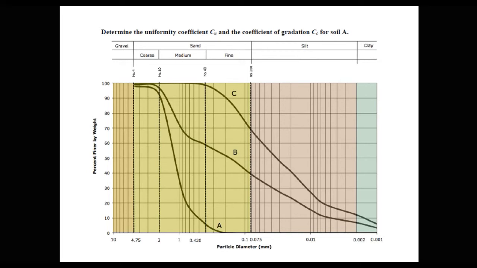Now, let's look at the uniformity coefficient and the coefficient of gradation problem. As I mentioned in the last lecture, the uniformity coefficient is D60 over D10, and the coefficient of gradation is D30 squared over D60 times D10. Now D60 corresponds to the 60% size, 60% passing, I beg your pardon. So if you look at the 60% passing and come down here, you get the particle size corresponding to D60. Similarly done for D10 and D30.